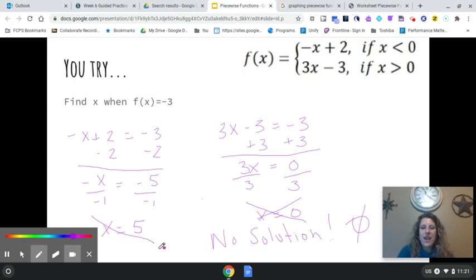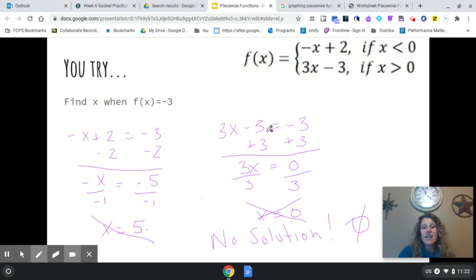Okay, for that equation, I plugged in the first function, negative x plus 2, and set it equal to negative 3. When I solved that, I got x equals 5, but checking the domain, x has to be less than 0, which 5 is not less than 0.